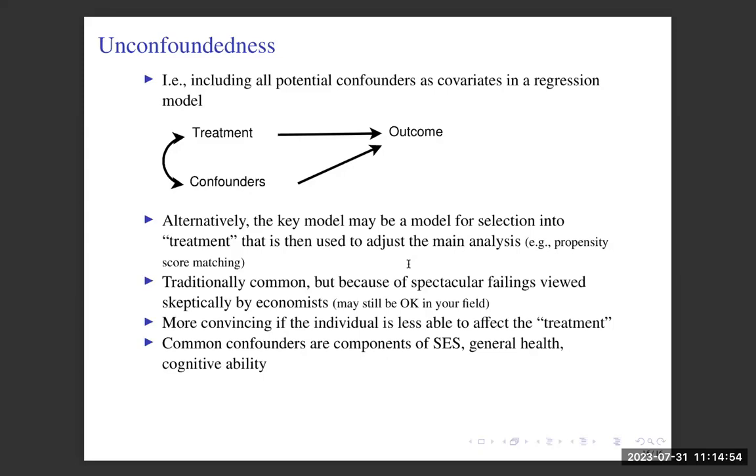But if you are less able to affect the treatment, that basically reduces the way the confounders, or potential confounders, that you may or may not have observed could affect selection into treatment. Now, common confounders are components of socioeconomic status, general health, and cognitive ability. Those are ones you always want to think of: what could affect the outcome.